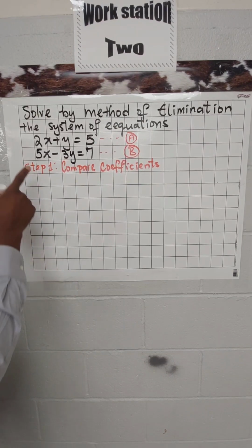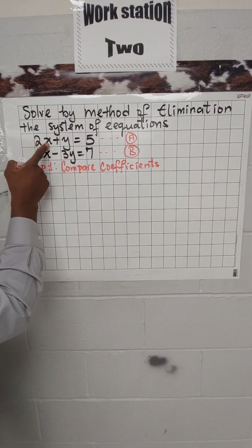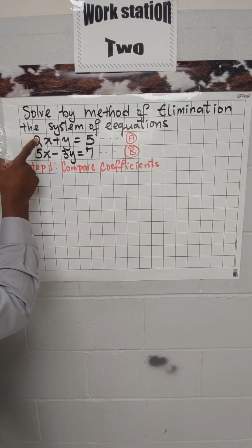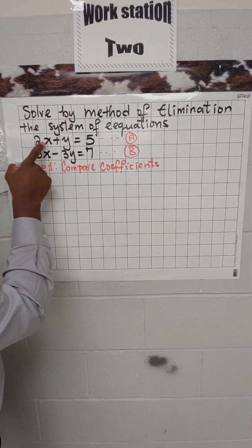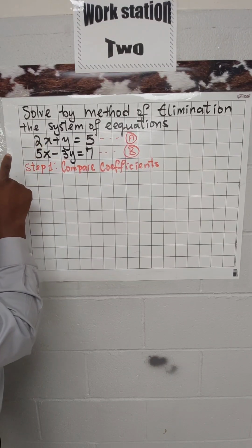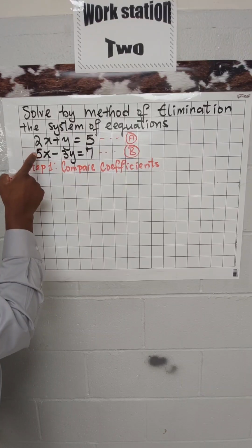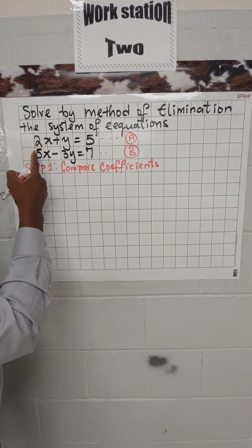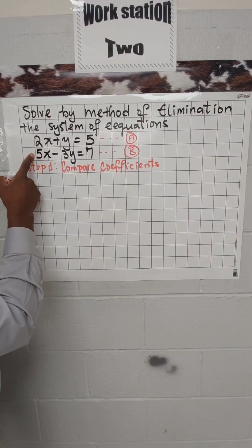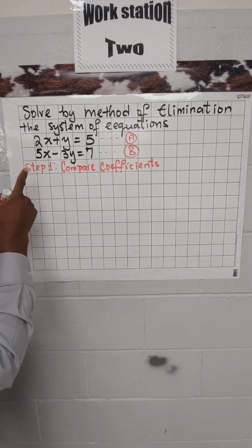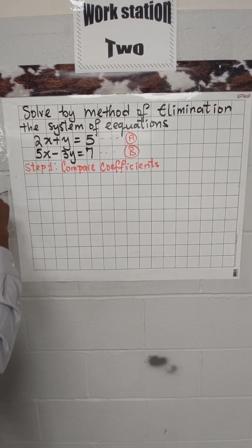Let's start by observing equation A. The coefficient is the number that multiplies the variable. So the coefficient of x in equation A is 2. The coefficient of x in equation B is 5. They are not the same number. They are not inverses. Inverses means if this one is 2, this one should be -2, so that when we do 2 plus -2, we get 0. So the coefficients are different.